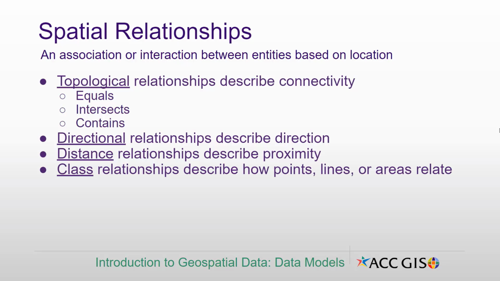Topological is the relationship between features based on their connectivity, whether, for example, they're coincident or equal. For example, points are stacked up on each other, whether features intersect, or maybe whether one feature contains another feature. The spatial relationship can also be based on direction, whether one feature is northwest or south or east of another feature. It can be based on distance, how far features are from each other, or even class, how points relate to lines and lines relate to polygons, for example.